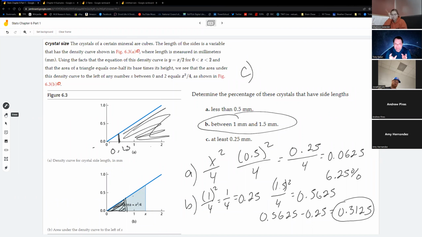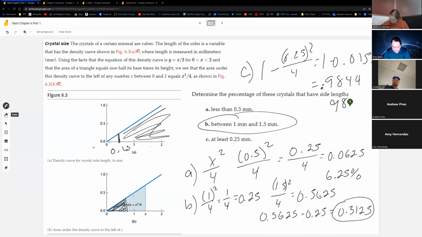Instead of doing the whole thing, the 0.25 is going to give me the little piece, and I'm just going to subtract that off of the whole, which we know in these cases is always going to be 1. So if I did 1 minus 0.25 squared over 4, it ends up being 1 minus 0.0156. So I get 0.9844 as my percentage, or 98.44%, is greater than 0.25.